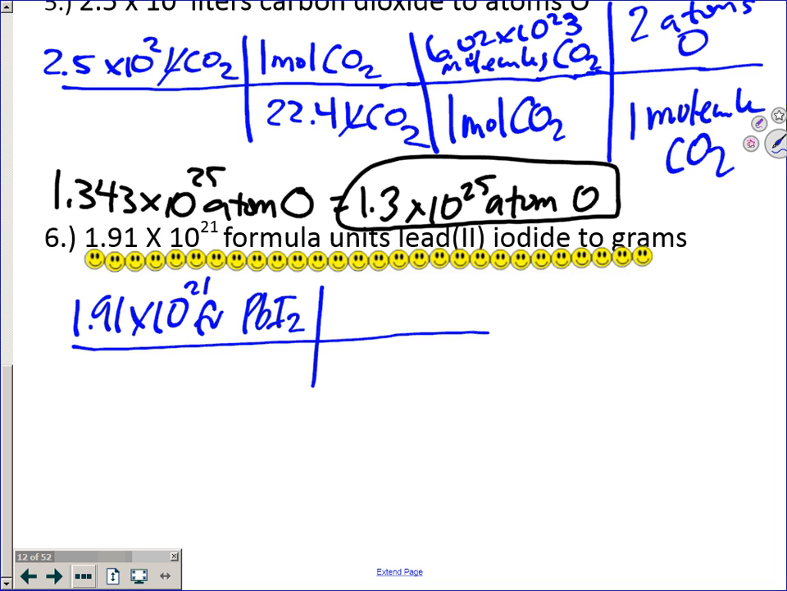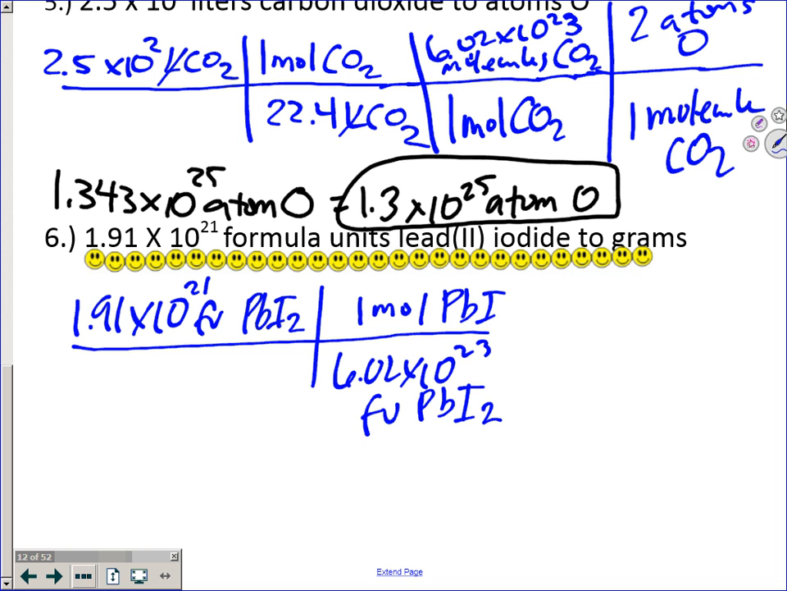Bottom. Okay, so third time's charm. Here's 6.02 times 10 to the 23rd formula units of lead iodide in 1 mole. Remember, always 1 for mole. Okay, we have made it to mole. Now, formula units have canceled. Now, next, cancel mole. Well, how do I cancel mole? So I put 1 mole in the bottom of lead iodide.